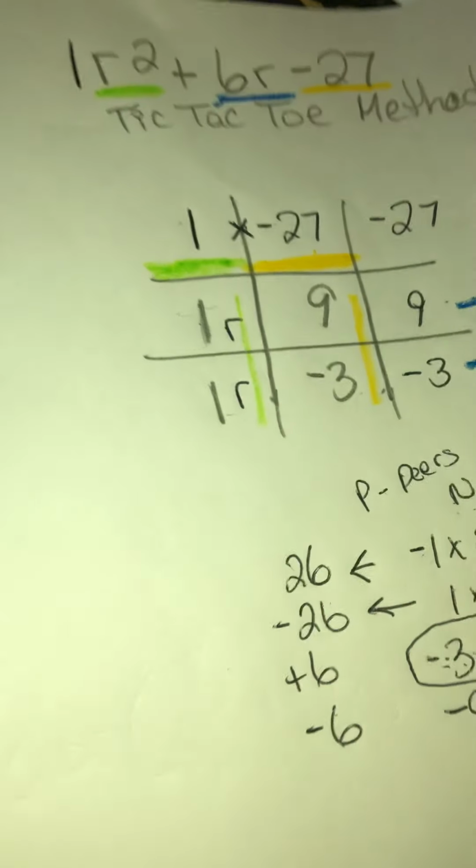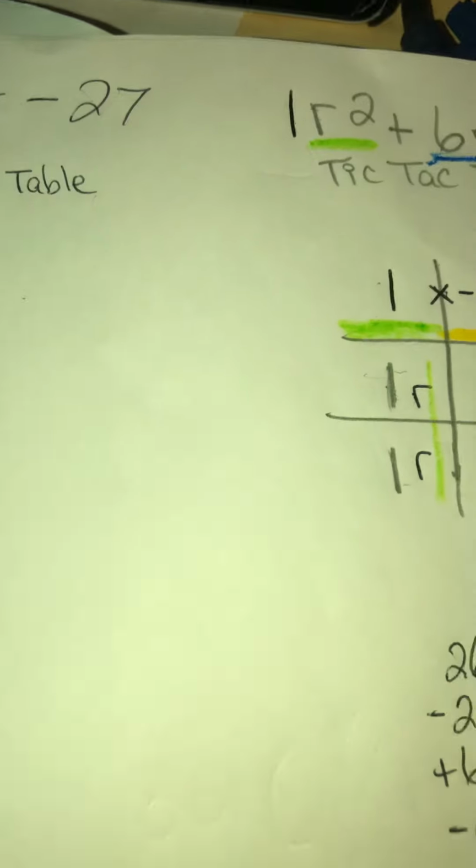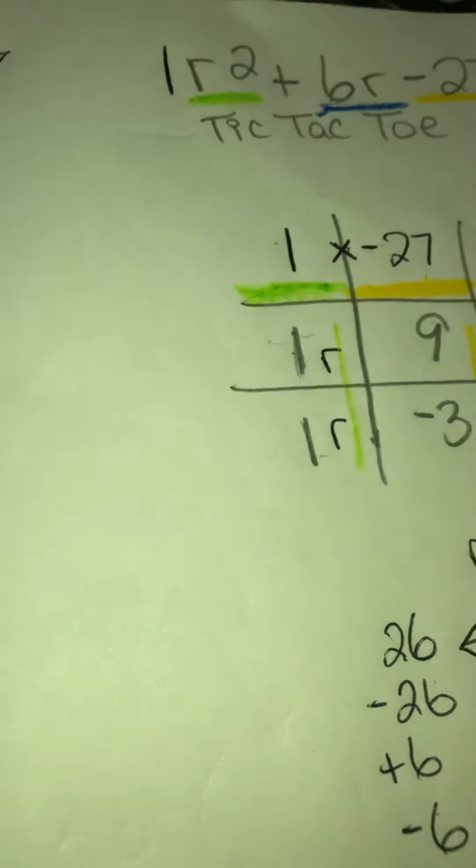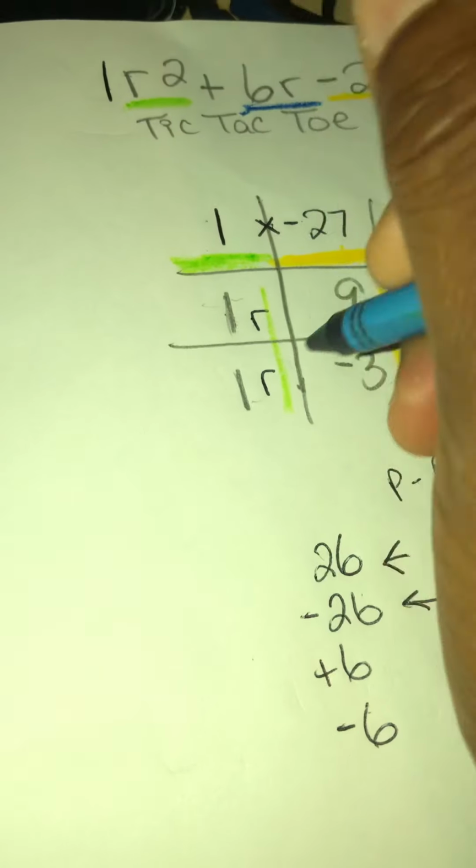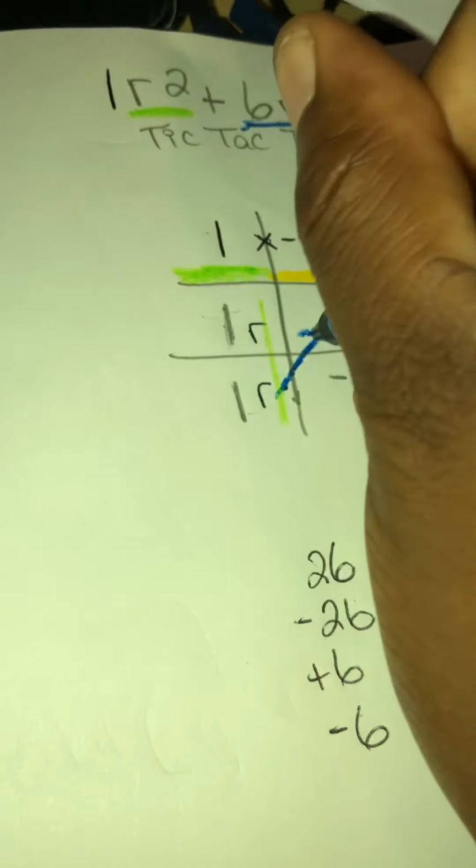Now comes a very important part. What you need to do is you need to crisscross to be able to find the answer. So I'm going from here to here.